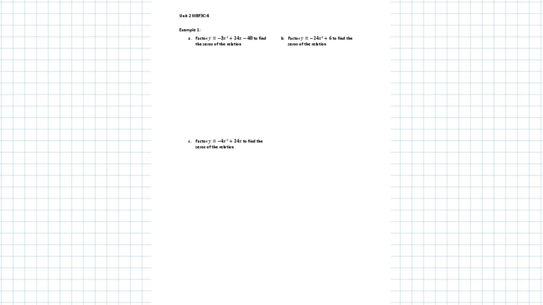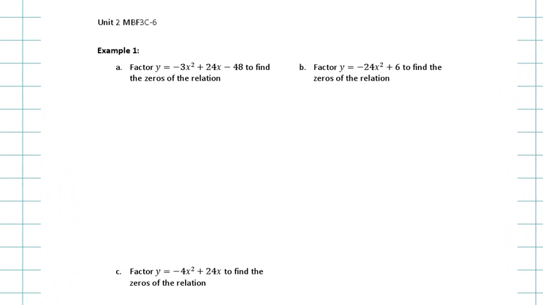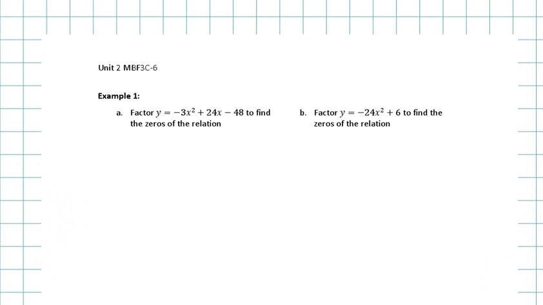So, what equals negative 3x squared plus 24x minus 48? What form is that in? Standard. Excellent. Now they want you to factor to find the zeros of the relation. So I have to put it in factored form. What is the first question you ask yourself?